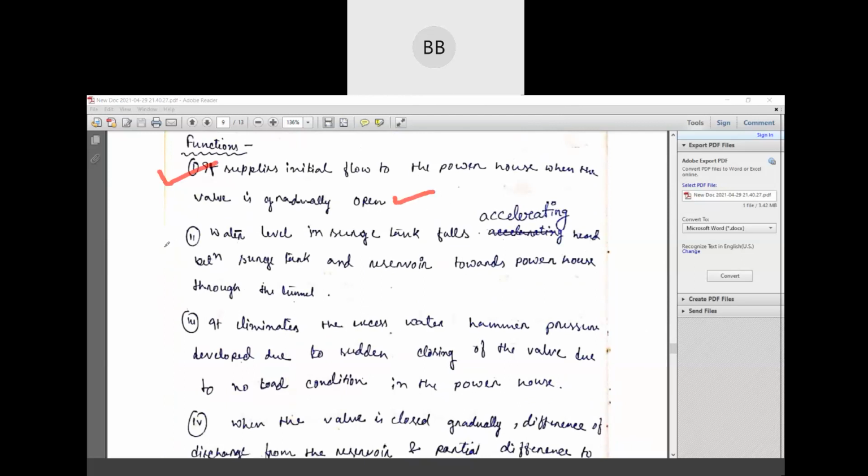Then the second point: water level in surge tank falls, accelerating head between surge tank and reservoir towards the powerhouse through the tunnel. This point we will discuss in the derivation. Now you kindly write it down. When we go through the diagram of surge tank, there you can better understand this point.